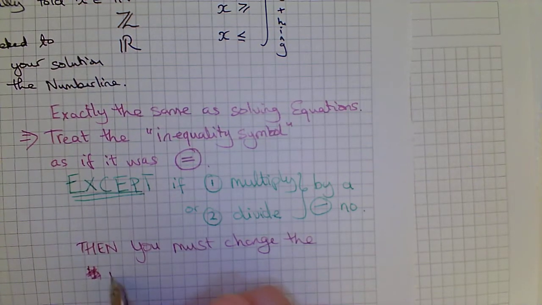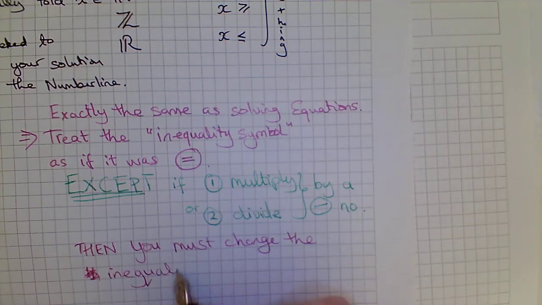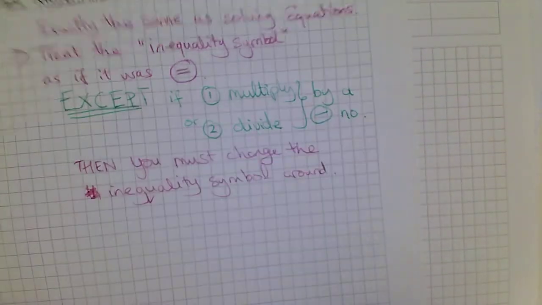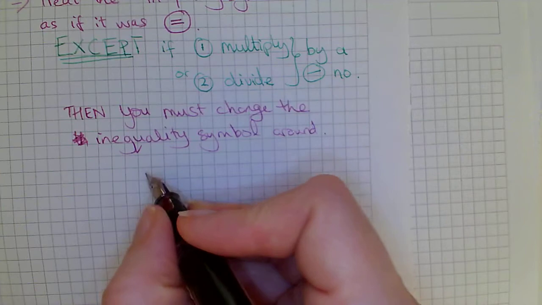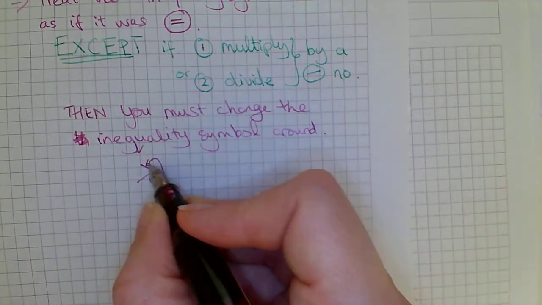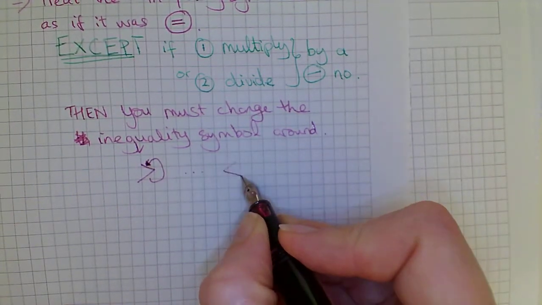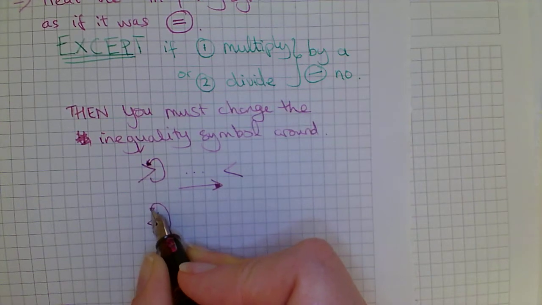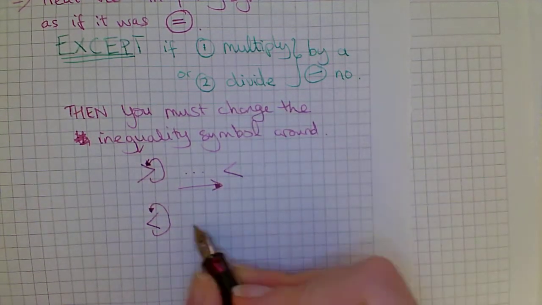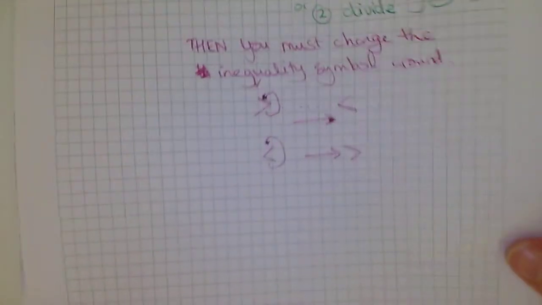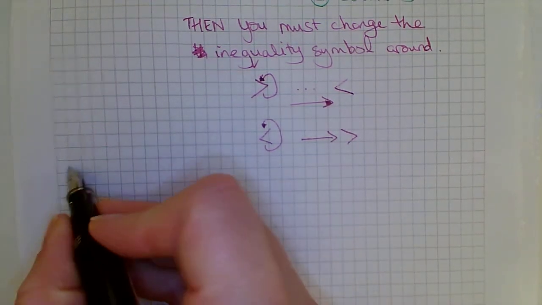You must change the inequality symbol around. So what does this mean? Basically, if you had a greater than, it would turn around, and I indicate it like this, and become less than. And if I'd started with less than, it would turn around, and this is how I indicate it, with a little arrow telling me to turn it around, and it would change into greater than. Let's take a look at what that looks like. I'm going to talk about why afterwards. So first we're just going to learn how to do it, and then we'll talk about why.